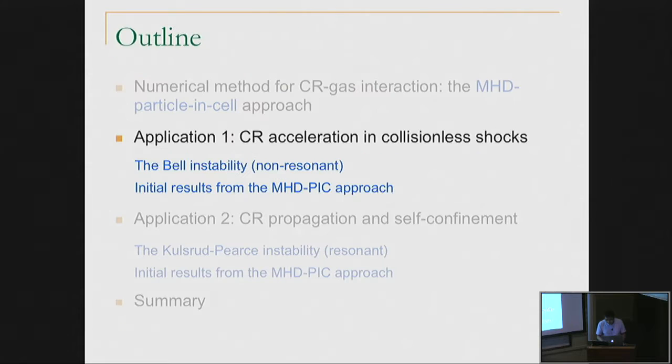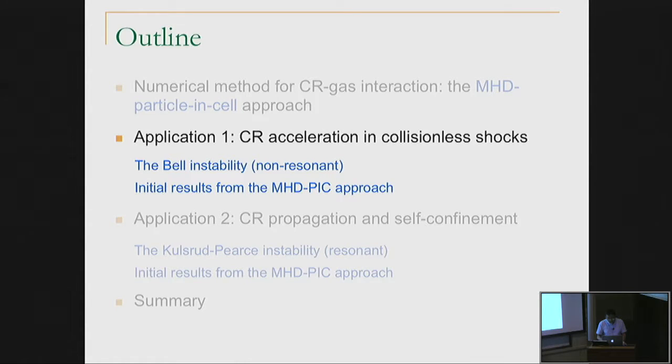Nick? Yeah. Do you have a situation where the speed is close to the speed of light, or are you far from that regime? Mostly we are far from that. We are interested in applications that are far from that regime. We are still dealing with non-relativistic flows, but the particles can become relativistic.